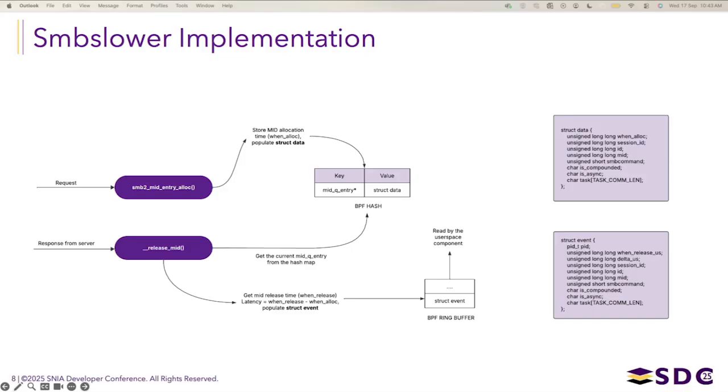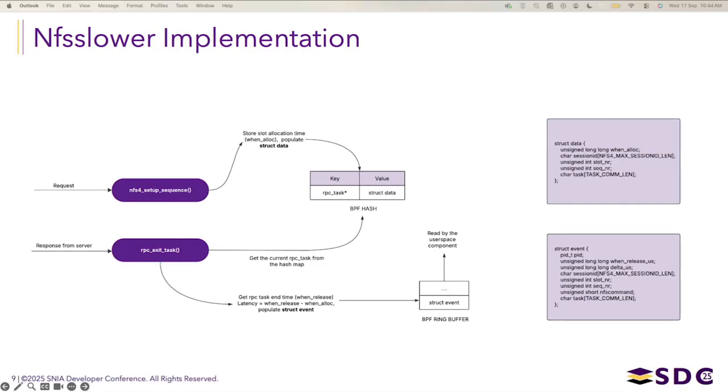So all of this is happening in the kernel space, and once we are done constructing this particular event with all of the information, for example, the session ID or the command name or what the message ID of the command is, compounded, or if it's asynchronous, all of that information is packaged and sent to the user space via the eBPF ring buffer.